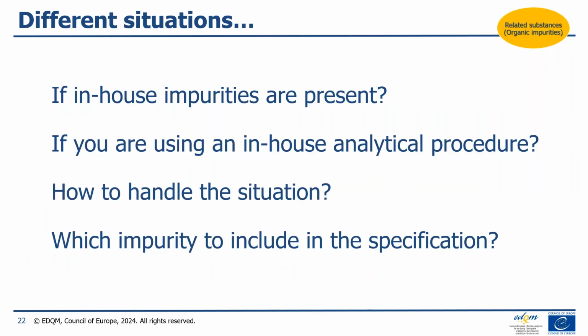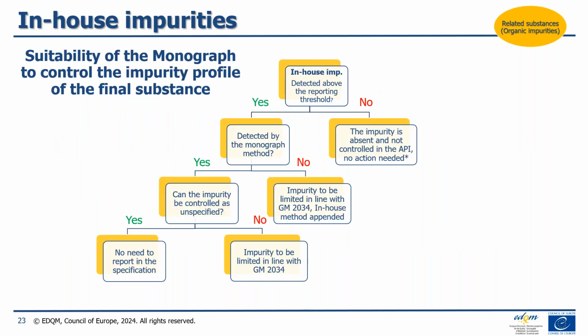Next slide. But real life can be different, and sometimes you have in-house impurities that are present. What is happening if you are using an in-house analytical procedure, and how to handle the situation, and which impurity to include in the specification. For this, we will use the flow diagram that is presented here, and you have to ensure suitability of the monograph to control the impurity profile of the final substance.